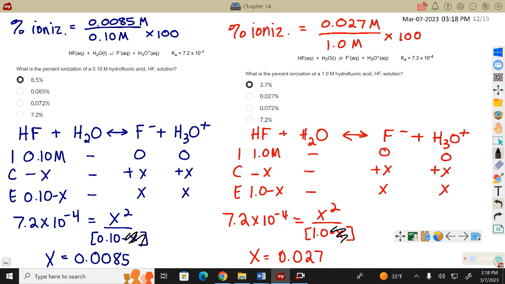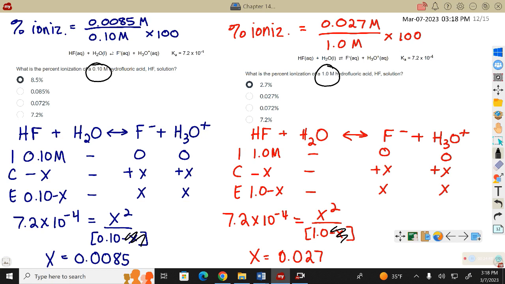Multiply by 100 to make it a percent, and we got it. Now one thing that's kind of interesting is that if I look at these two side by side, you would have had one of the two. The first concentration is 0.1 and the second is 1 molar. A common misconception is that if I have a higher concentration, I'll have a higher percent ionization. And it's actually the opposite.